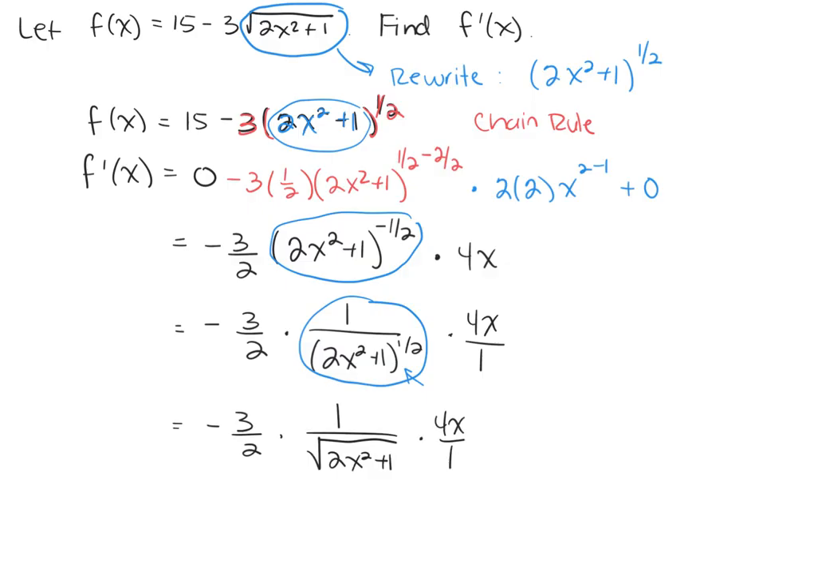4x over 1. And then now, guys, let's just multiply these three fractions together by multiplying the numerator. So I've got negative 3 times 1 times 4x, which is negative 12x. And then let's multiply the denominator. So 2 times the square root of 2x squared plus 1. Oh, and I just noticed that I can simplify 12 and 2 by dividing by 2. And so that gives me negative 6x over the square root of 2x squared plus 1, and that is our final answer.